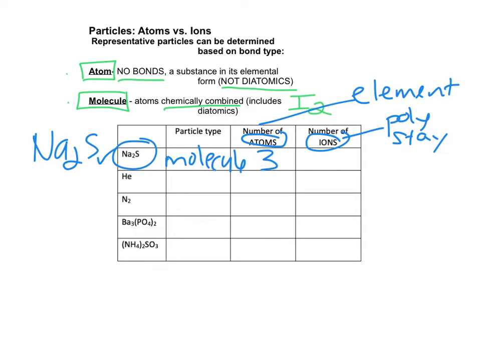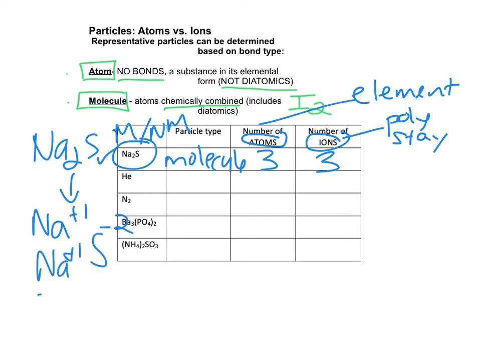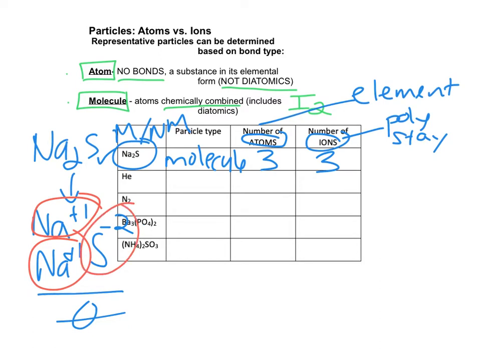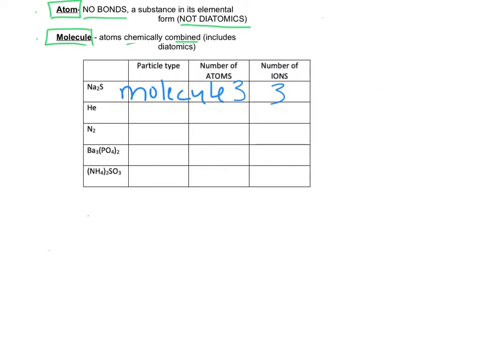Because this is an ionic bond, a metal and a non-metal, then it will have an equal number of ions. Like if this were to dissolve in water, we'd have 2 sodium ions and 1 sulfur ion with a net charge of 0. So remember, an ion is just a charged particle. So we would have 3 charged particles in this first example. Okay, let's try another one.